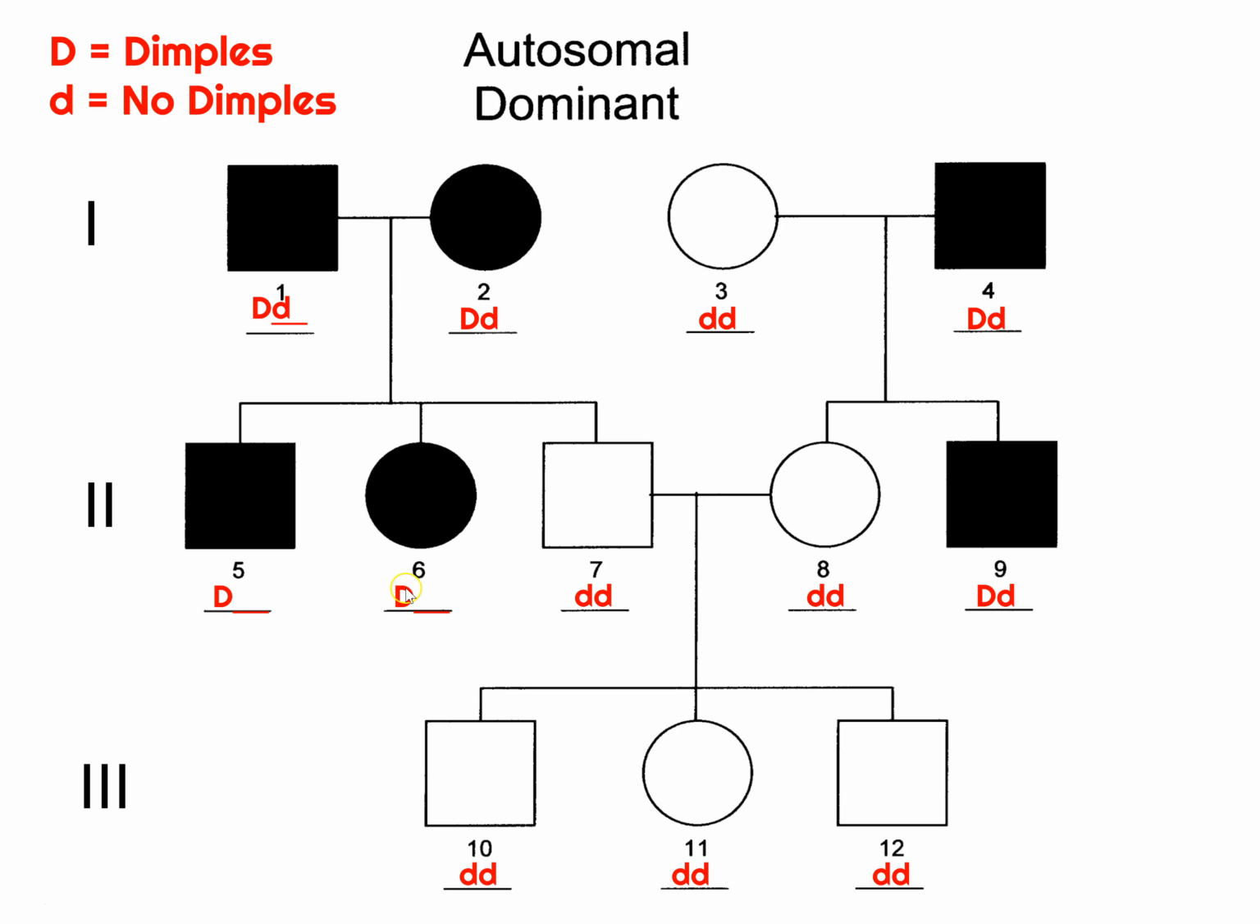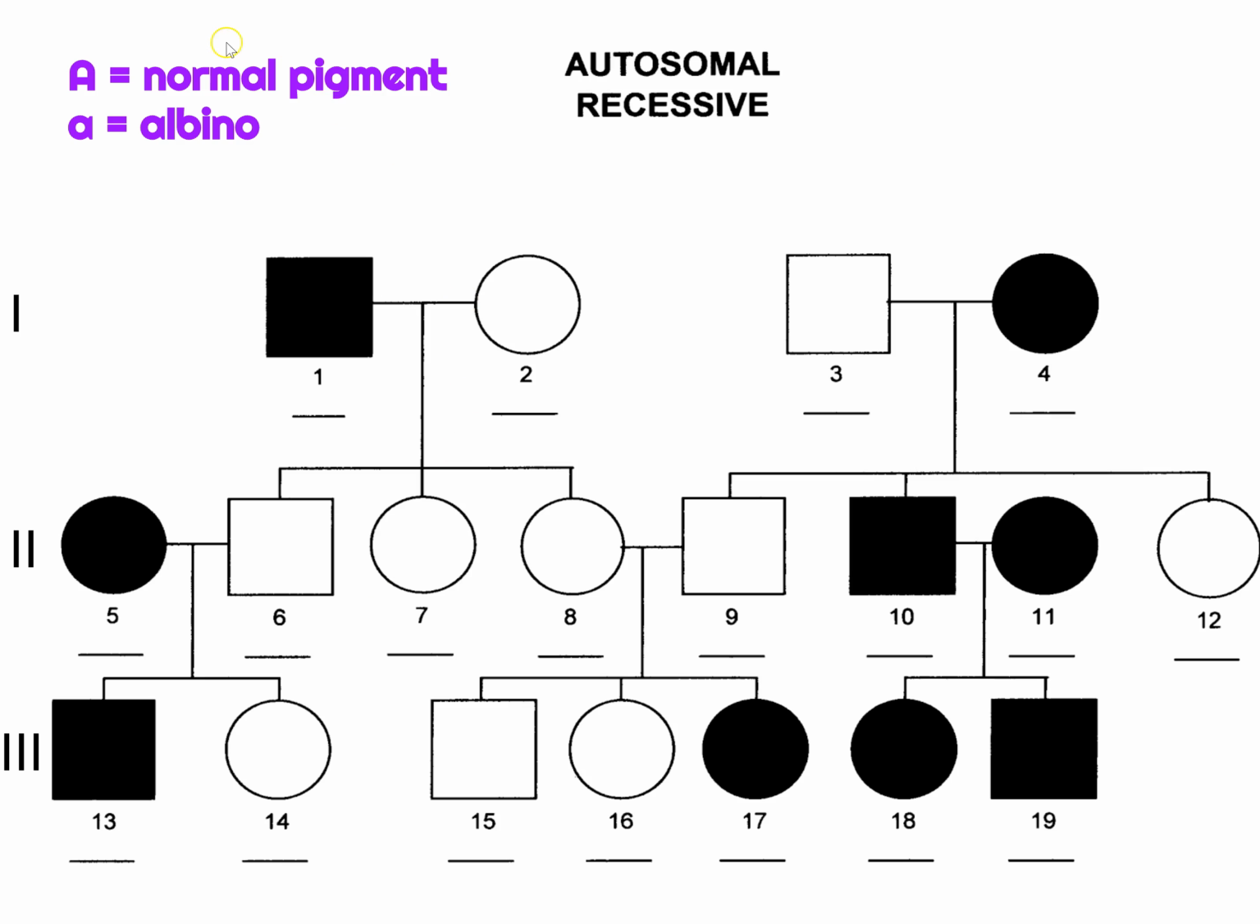So that's autosomal dominant. Now let's look at autosomal recessive. We're going to say normal pigment versus albino. Since A's are easier to look at than P's for pigment, I'm going to use A's. So big A is normal pigment. Little a means they're albino. It's an autosomal recessive disorder. So to be albino, you have to be little a.